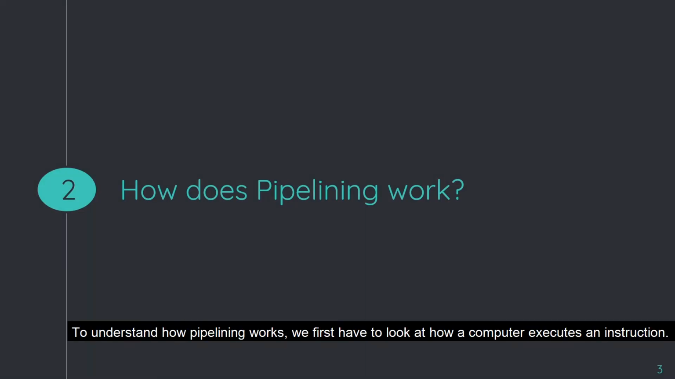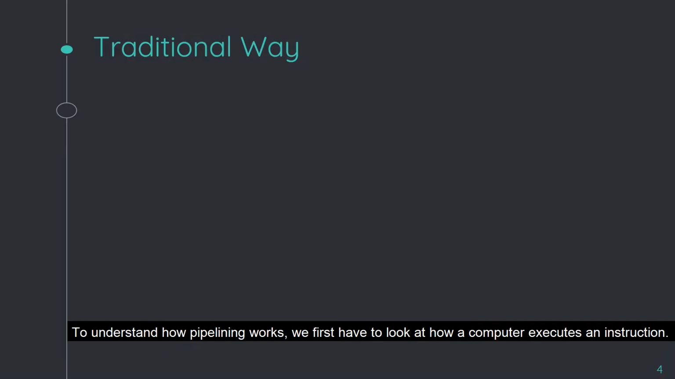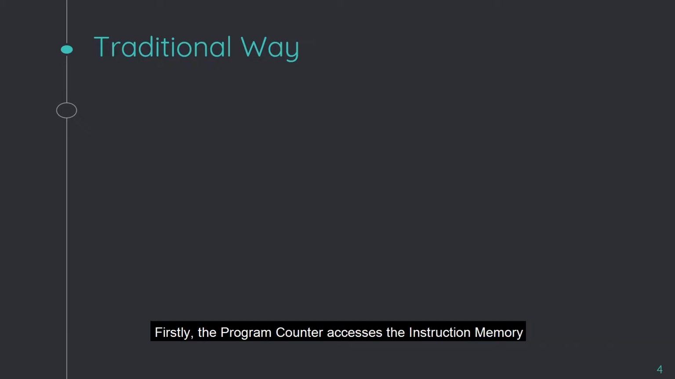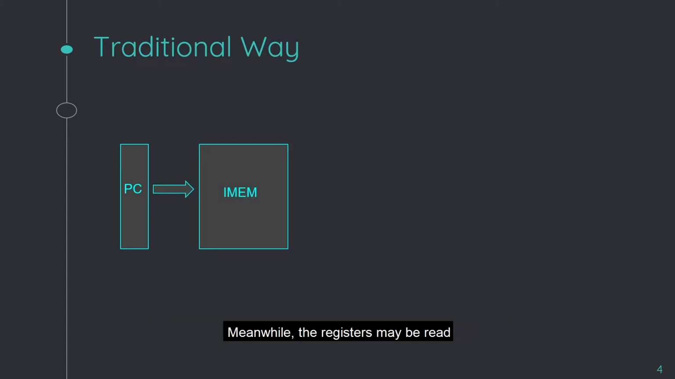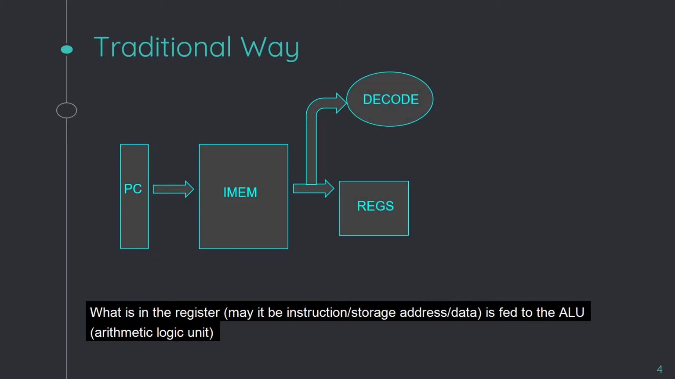So to understand how pipelining works, we first have to look at how a computer executes an instruction. Firstly, the program counter accesses the instruction memory and the instruction is retrieved from the instruction memory. The processor then decodes it to examine which type of instruction it is. Meanwhile, the registers may be read. What is in the register, which may be an instruction, a storage address or data, is then fed to the ALU.